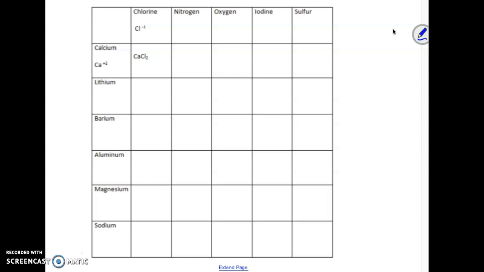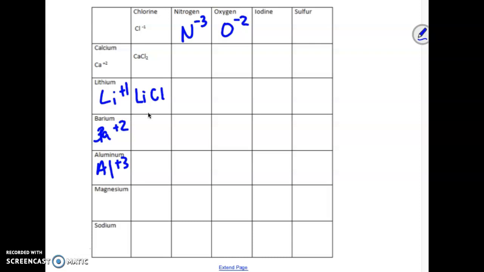So I'll put this one up on the Google Classroom for you to try, but what you're going to want to do is lithium is a +1, barium is a +2, aluminum is a +3. Everything on this side right here is your positive. Everything up top is your negative. Nitrogen is a -3, O is a -2. So now what you're doing is you're just filling in the chart, and I will post this worksheet for you to try, and I'll post the key as well. But here with lithium and chlorine, lithium goes first because it's the positive, chlorine goes second. It's a positive one and a negative one, so it cancels out.